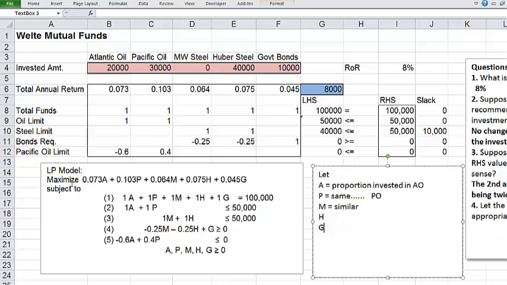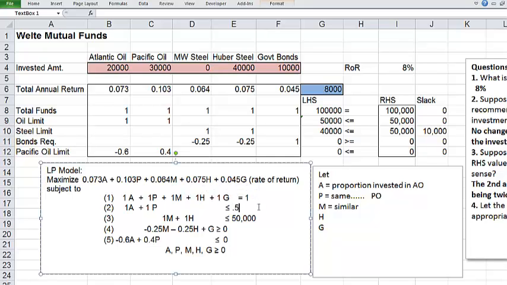So going to the linear programming model, the objective function will remain the same. A would now represent the proportion. Now the objective function will be the rate of return as opposed to the dollar return. So this will be now the rate of return. And the first constraint, the sum of the variables has to be equal to, it's not 100,000, but it's just 1, because the proportions have to add up to 100%. A plus P should be at most 50,000 out of 100,000, which is 50%.